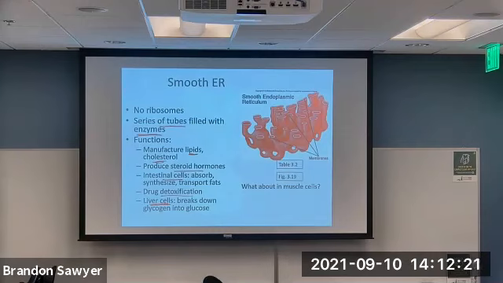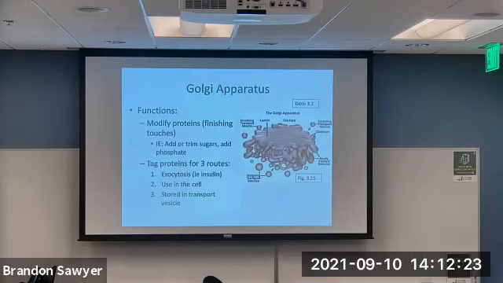Okay, so that's our smooth ER. The next step in the endomembrane system would be the Golgi apparatus. Okay, and I didn't mean to say that the smooth ER is in the middle of those steps at all, but it would go from the rough ER to the Golgi apparatus.